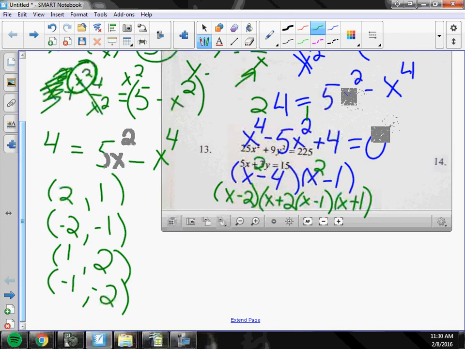Now, the same thing is going to happen on number 12. You're going to divide by x, substitute it in, multiply by x squared, and you're going to end up with an x to the fourth quadratic. Factor it as though it was a regular quadratic, and you're going to end up with 4 answers. And then plug those 4 answers back in to get the roots.